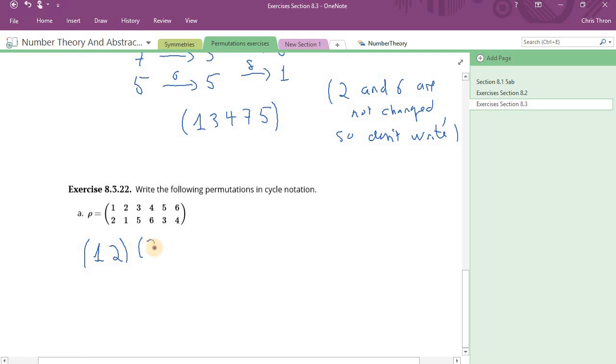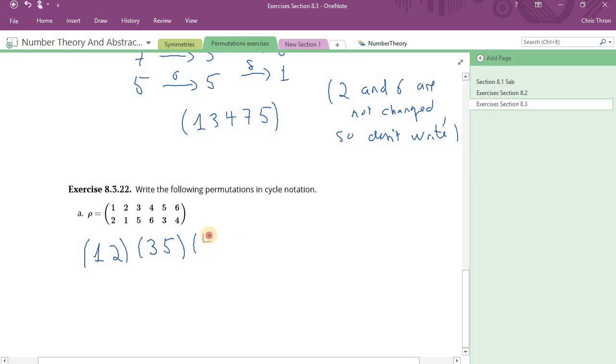Now I need to see where 3 goes. 3 goes to 5. 5 goes to 3. So 3 goes to 5, 5 goes to 3 means I close off that cycle. I can't get outside of that cycle. All right, so I've used 1, 2, 3, and 5.